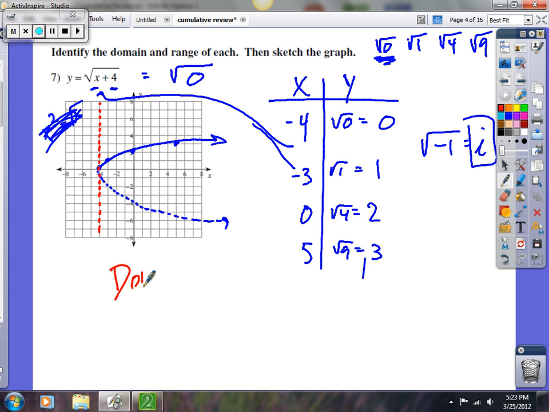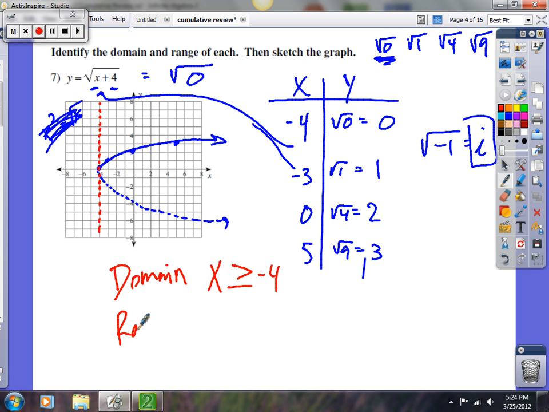So let's talk about the domain. Domain is your x's, your x-axis, left to right. So the domain, to the right it goes all the way to infinity, but to the left it does not go any further than negative 4. So I'm going to say x is greater than or equal to negative 4, and this is a pretty simple way of writing the domain.